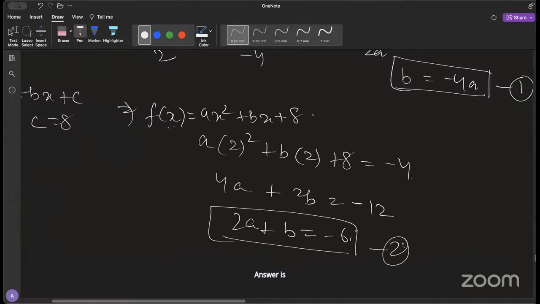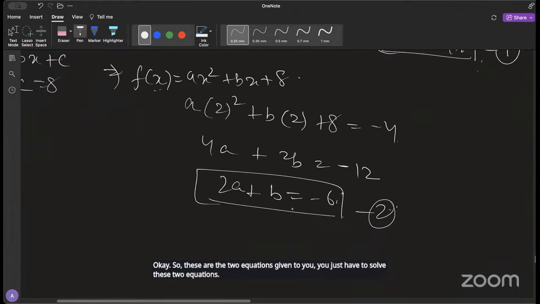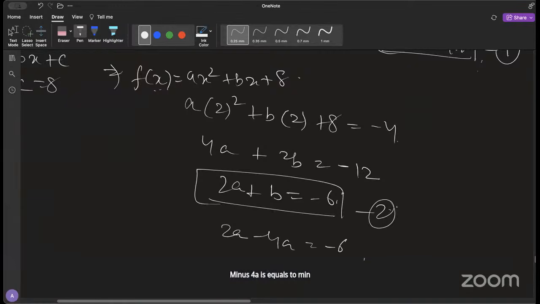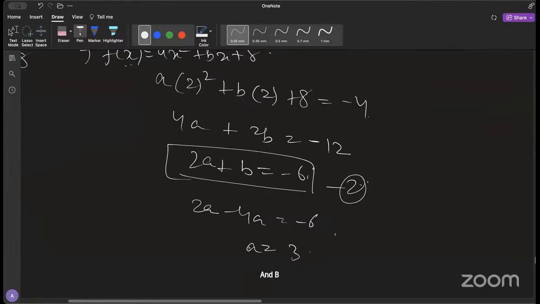So these are the two equations given to you. You just have to solve these two equations. Put b equals minus 4a here. You will get 2a minus 4a is equal to minus 6. So this is a equals 3, right? And b will then be equal to minus 12.